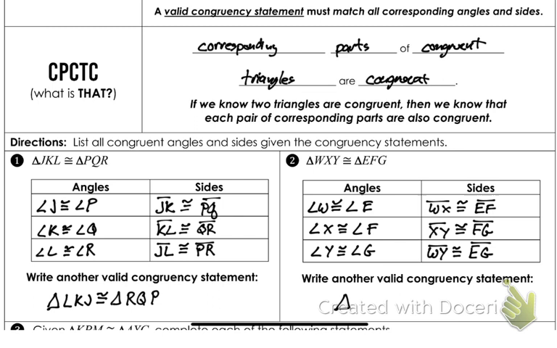Can someone do me a favor and throw out, we were supposed to jumble up WXY. What did you put down? YXW. You put YXW. If you put YXW, you should have put GFE.